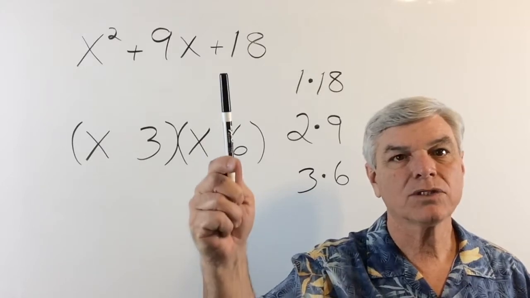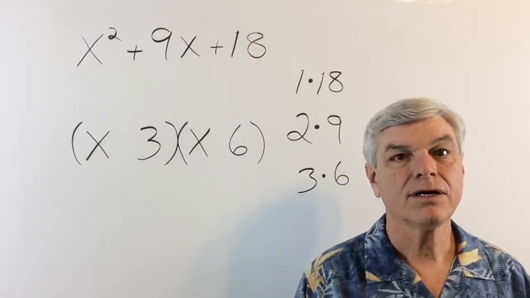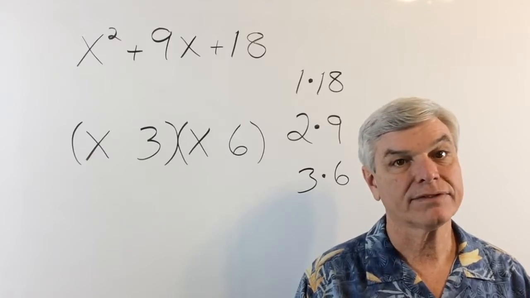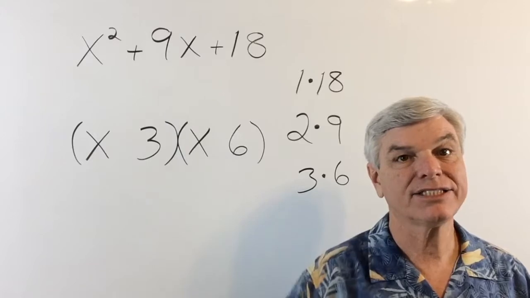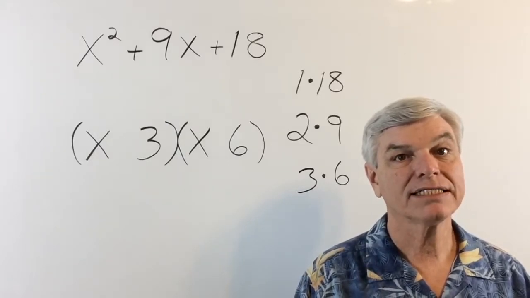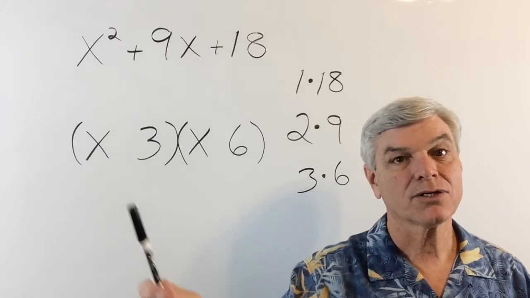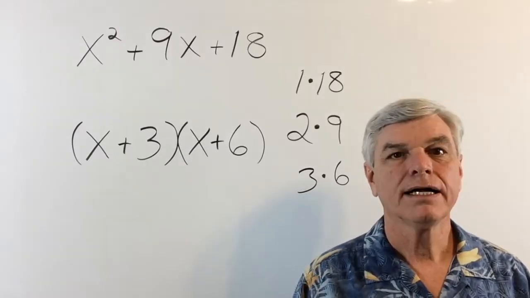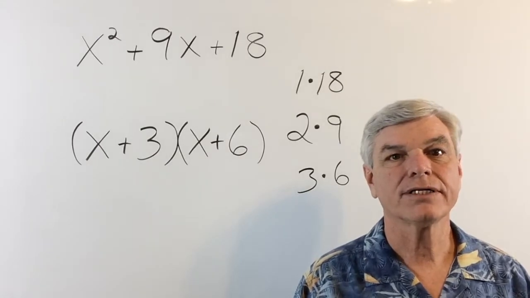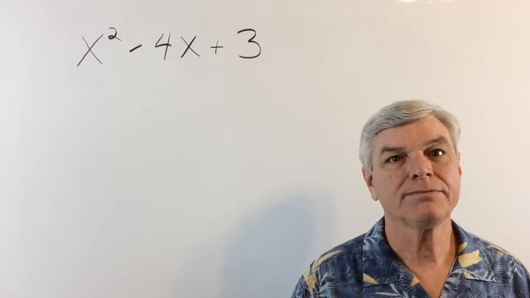Now our 18 was positive, so both these numbers have to be positive, or both of them have to be negative. So negative 3 and negative 6, that does not get you to positive 9. Positive 3 and positive 6, that does get you to positive 9. So let's put a plus sign there and a plus sign there. And that is our answer. Let's try another problem.